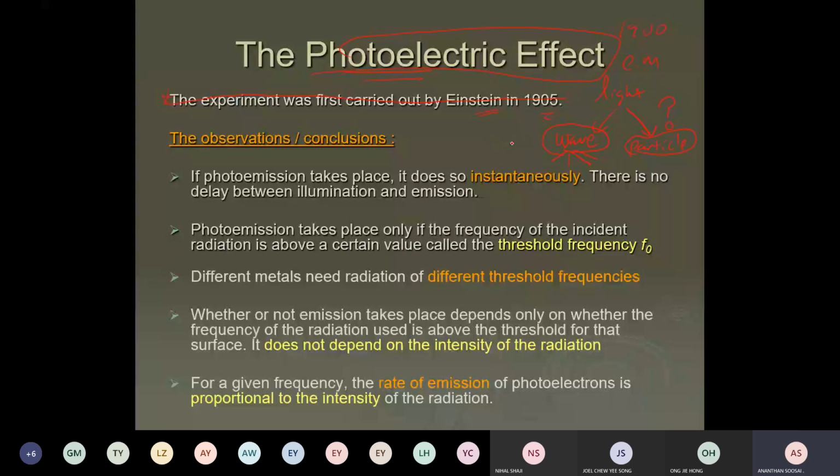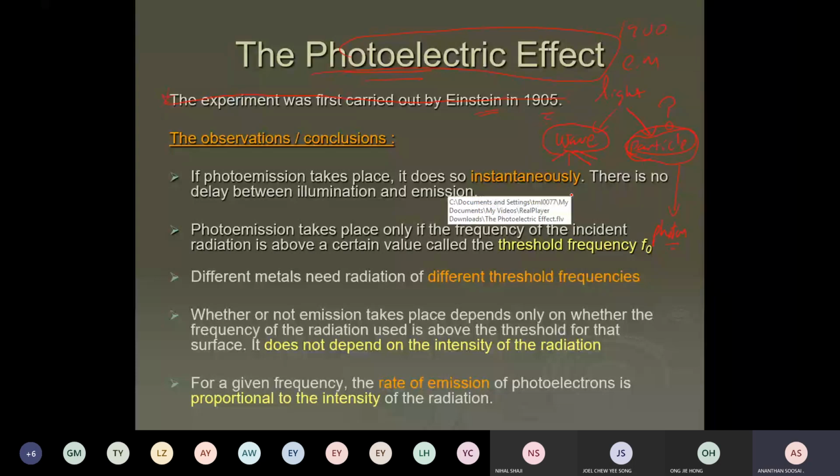He said light is a wave, but light also has a particle nature. And he brought the idea of the photon. Who first told the idea of the photon? Max Planck. So Einstein used the photon idea to explain the photoelectric effect, and he successfully explained it. He got a Nobel Prize for that. Einstein only got one Nobel Prize, and it was for explaining the photoelectric effect.